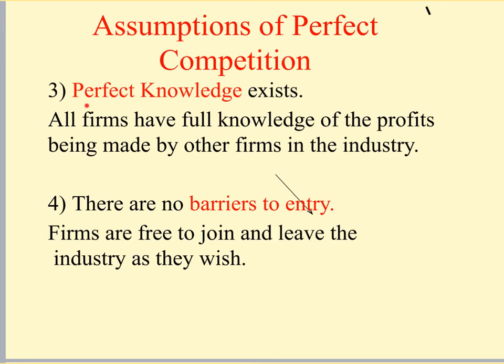Okay, so for the third assumption then, perfect knowledge exists. So all firms have full knowledge of the profits being made by other firms in the industry. And the reason for that is, if you think about agriculture in Ireland, most farmers know the costs of production, and they can estimate how much another farmer is making by their knowledge of maybe how much they're producing, because there's no secrecy in the industry. They know what the costs of production are. They're getting the exact same price, so they have an idea of the profits.